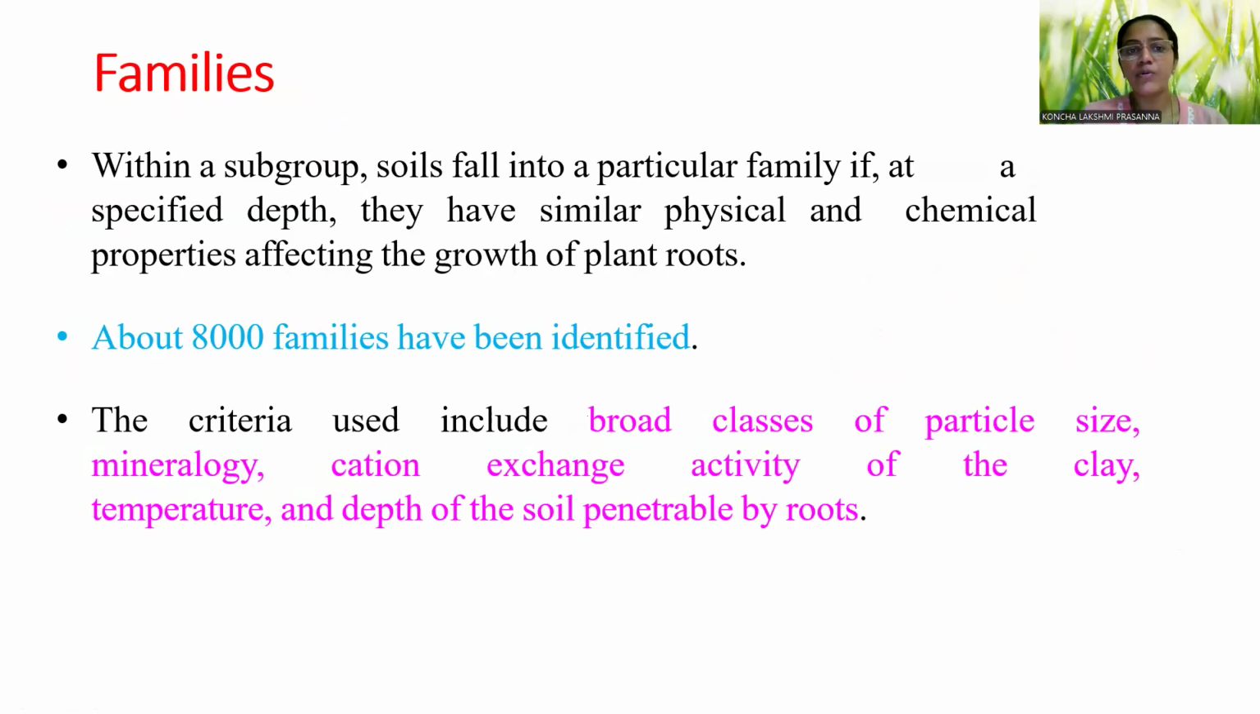Families within the subgroup: soil falls into a particular family at a specified depth. They have similar physical and chemical properties affecting the growth of plant roots. About 8,000 families have been identified. The criteria to determine the family are the broad class of particle size, mineralogy, cation exchange capacity of the clay, temperature, and the depth of soil penetrated by the roots.